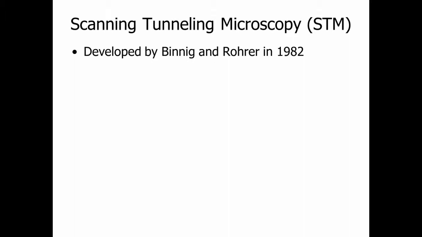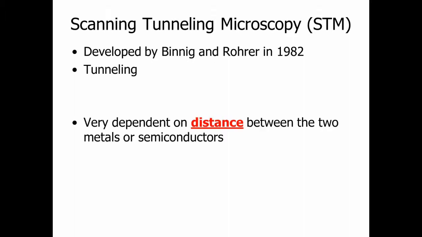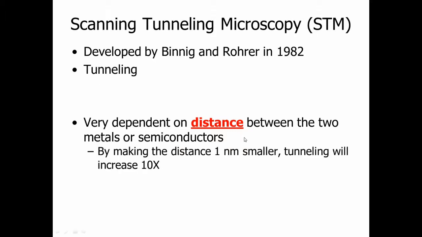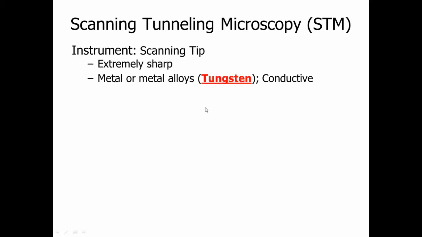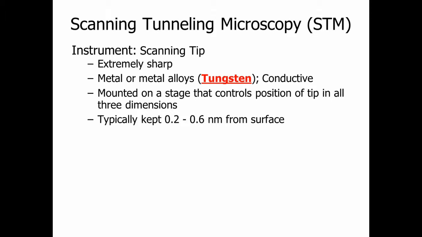So let's talk about scanning tunneling microscopes first. This was developed in 1982, and the concept of tunneling is really interesting, because basically you've got a tip, usually made of tungsten, and you've got your sample underneath it. It depends on how close your tip is to your sample, because if you decrease the distance even 1 nanometer, tunneling increases by 10 times. And tunneling is when an electron basically appears on the other side.